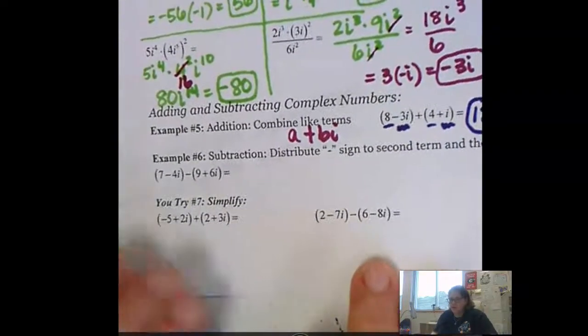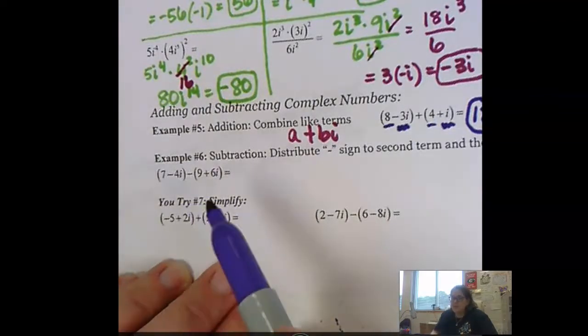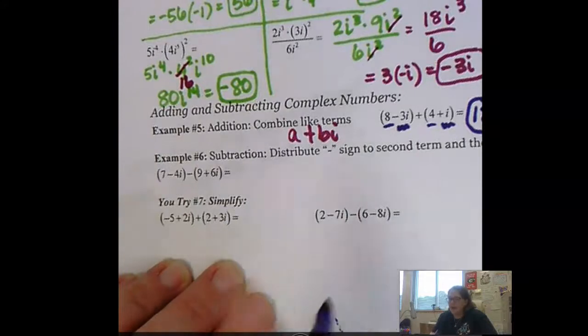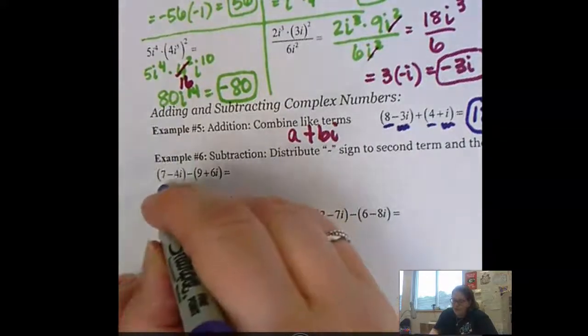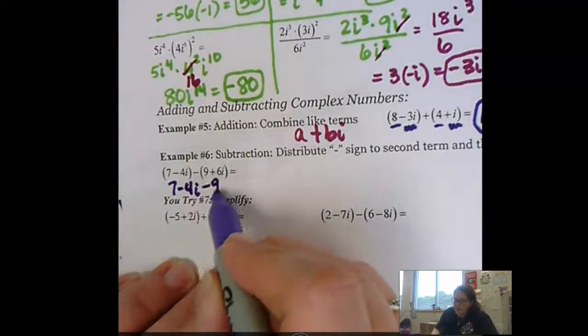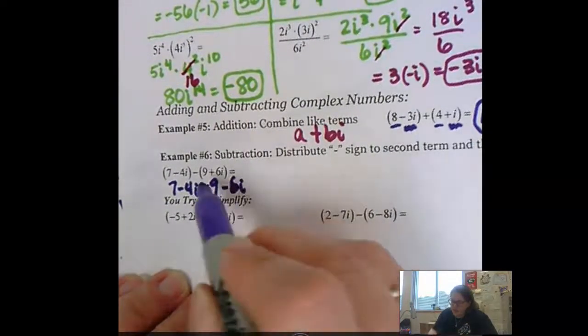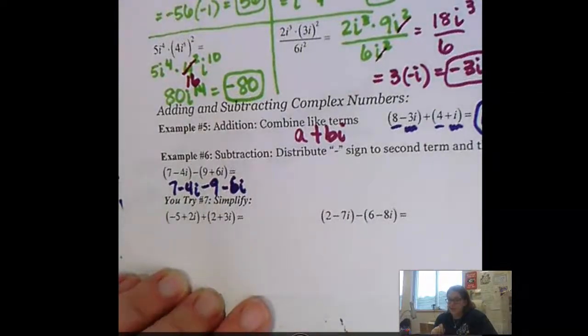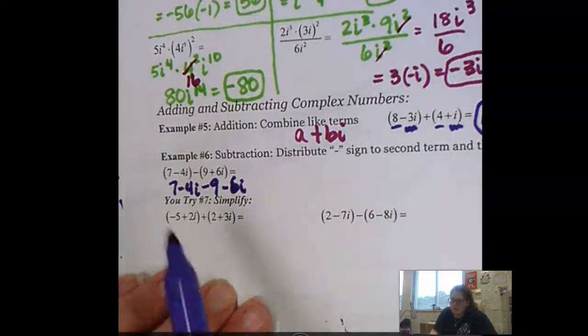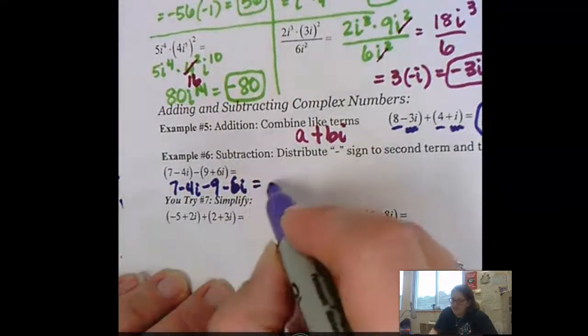Subtraction is a lot like the addition, except that we're subtracting the second complex number, which means the signs in that complex number change because we're taking them away. All right, so I like to rewrite all my terms. So I have 7 minus 4i and then minus 9 minus 6i, right? So I just took that negative on the second complex number and distributed it, basically. Now it's an addition problem. Identify the like terms and combine them. So the real terms are 7 and negative 9. 7 plus negative 9 would be negative 2.